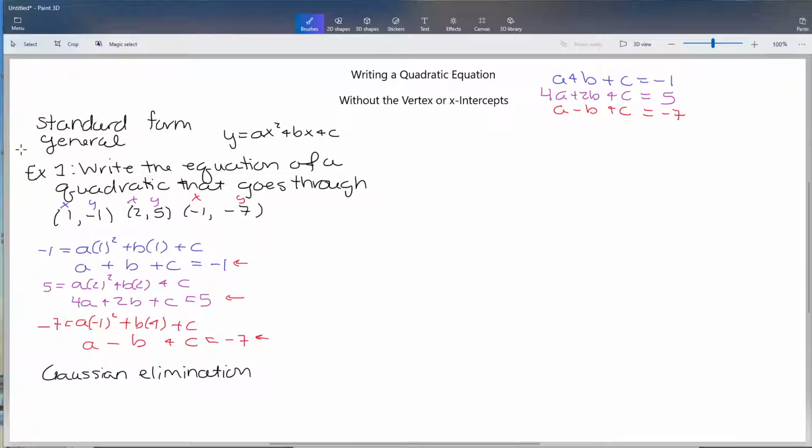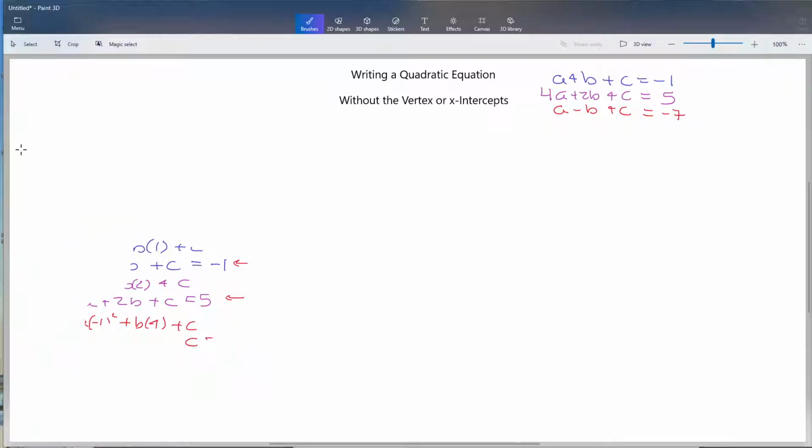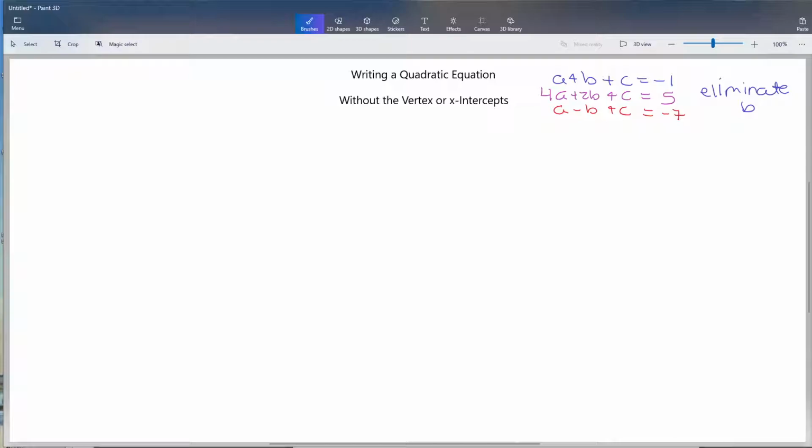So remember, when you're doing Gaussian elimination, first you want to pick which variable to eliminate, and you want to do that in the easiest way possible, right? So you're going to be eliminating this variable from your equations. So when I look at this, I can see that for equations 1 and 3, the b is already set up to eliminate, so that's what I'm going to do first. I'm going to eliminate b, okay?